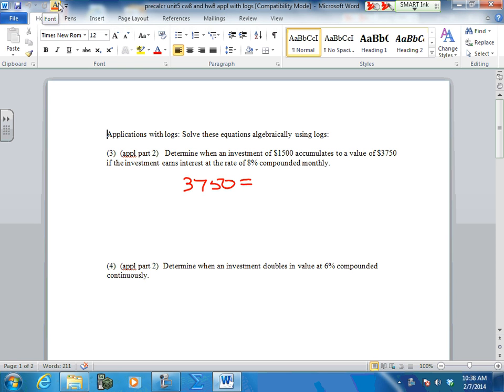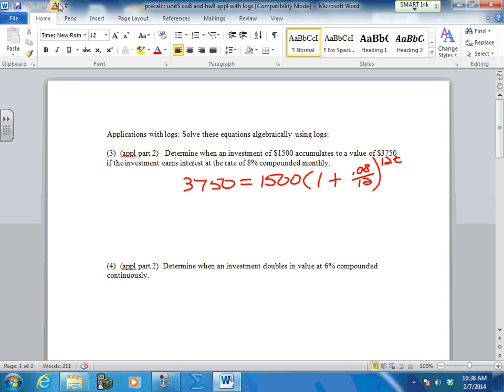We set these equal to each other. Here was your principal. Here's your 1 plus your 0.08, and to the 12t. Now, back when we did exponential equations, we said we graph this in y1, graph this in y2, or vice versa, whichever one you put it in. And from there, we can see where they intersected.